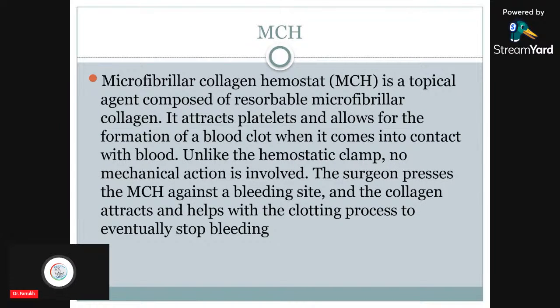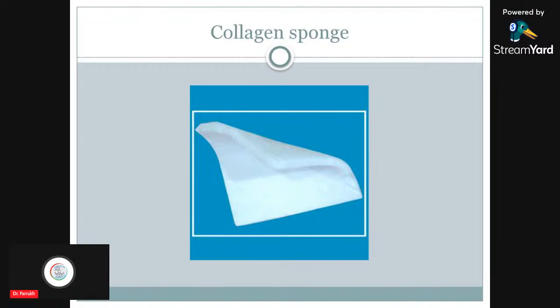What is MCH? Basically, microfibrillar collagen hemostat. It is a topical agent composed of resorbable microfibrillar collagen. Okay, it attracts platelets and allows for the formation of blood clots when it comes in contact with blood. Unlike a hemostatic clamp, no mechanical action is involved. Okay, the surgeon presses the MCH against the bleeding site, and the collagen attracts platelets and helps with the clotting process to eventually stop bleeding. Okay, so this is basically your collagen sponge.